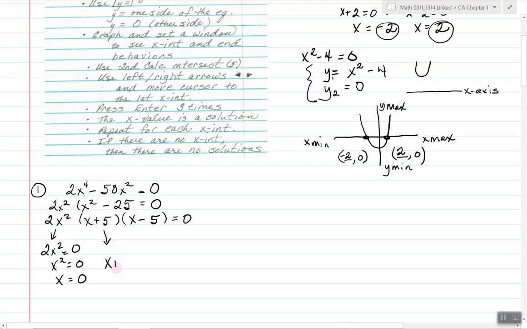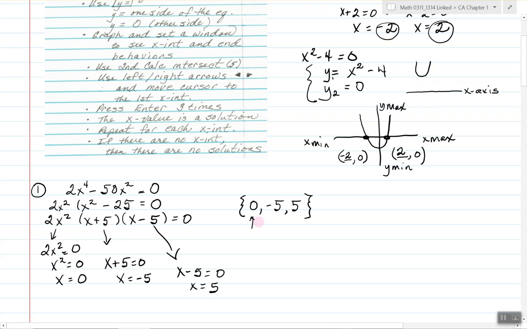Then I have x plus 5 is 0, x is negative 5, and I have x minus 5 is 0, so x is 5. The answers that I will see on the grapher will be 0, negative 5, and 5. Some of the things I'm telling you now, we will re-study in another lesson. There is going to be a slight difference in the way a graph looks when one of its x-intercepts is what we call a double. Because it was x squared, that meant x equals 0, x equals 0.